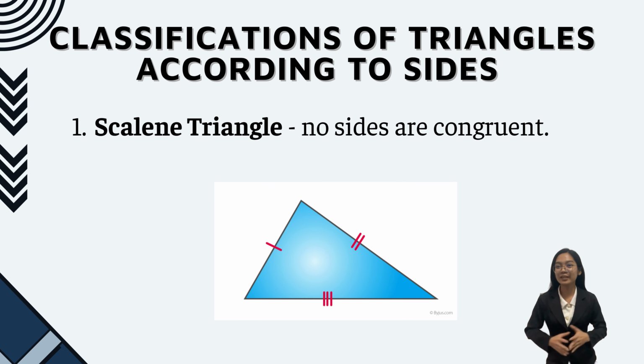The first classification of triangle, class, is the scalene triangle, in which no sides are congruent. So, class, a scalene triangle has all sides of different lengths. For example, if you draw a triangle with 3 cm, 5 cm, and 7 cm, none are the same. Can anyone think of a scalene triangle? A slice of watermelon? Correct.